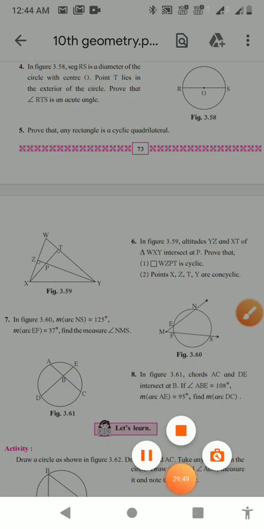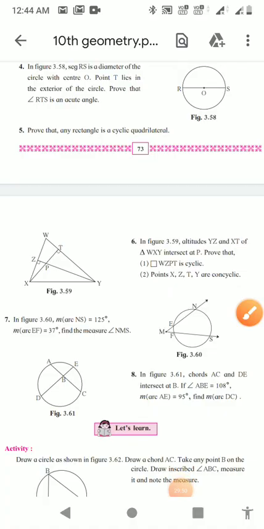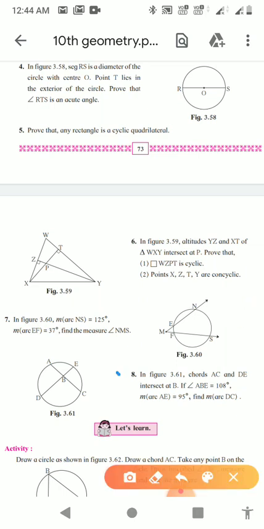Now let us see how to solve this problem. I will suggest we continue this problem in our next session. Up to this we have seen 7 problems, only the 8th problem is remaining, and we are going to solve this 8th problem in our next session.